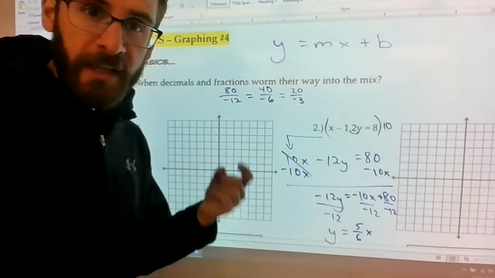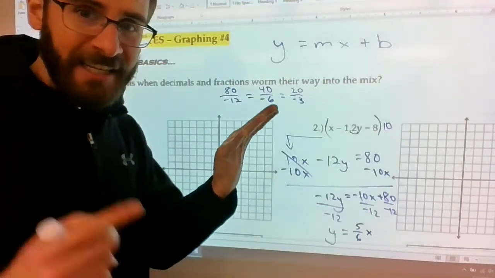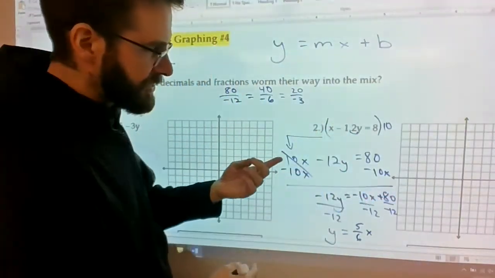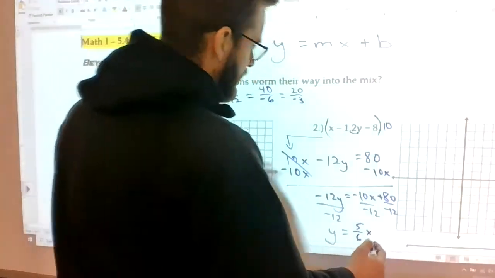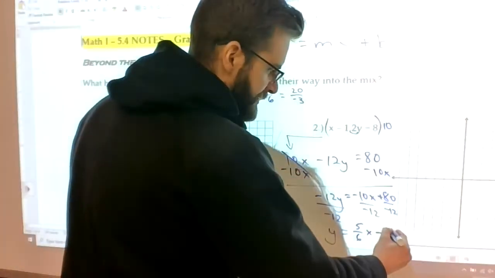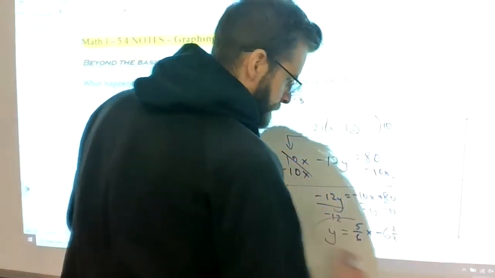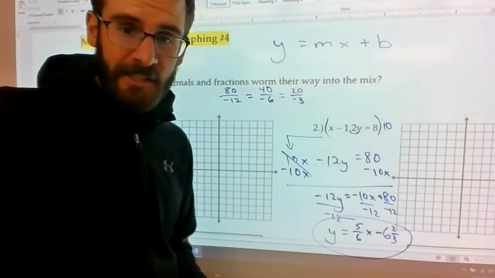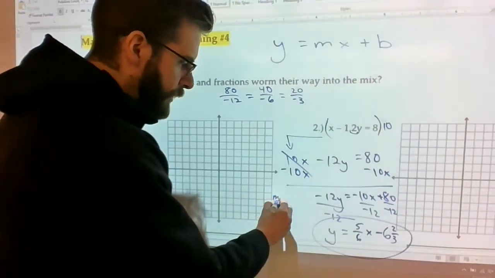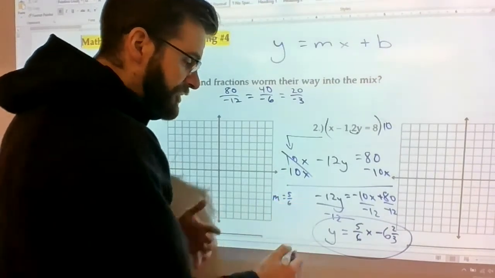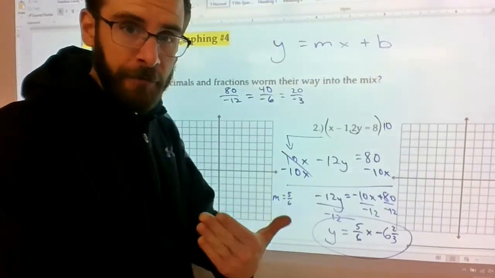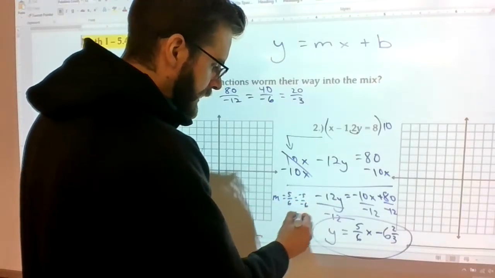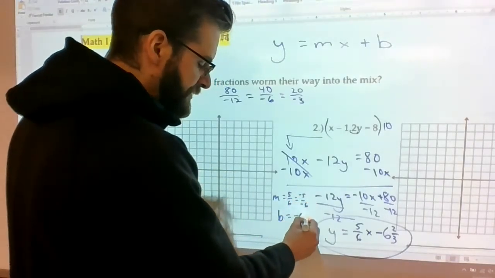3 goes into 20. 3, 6, 9, 12, 15, 18. 6 times plus 2 left over. So it's a negative number. Negative 6 2/3 would be that value there. So I've got my slope. M equals 5 over 6, which is the same as negative 5 over negative 6. You can go in both directions. And then our b value is going to be negative 6 2/3.